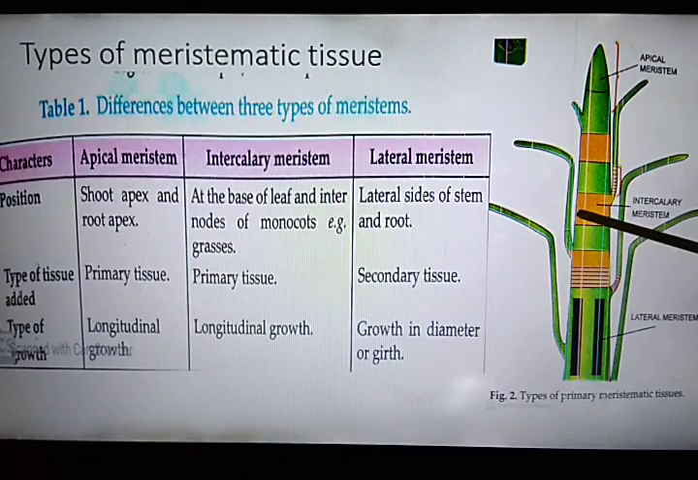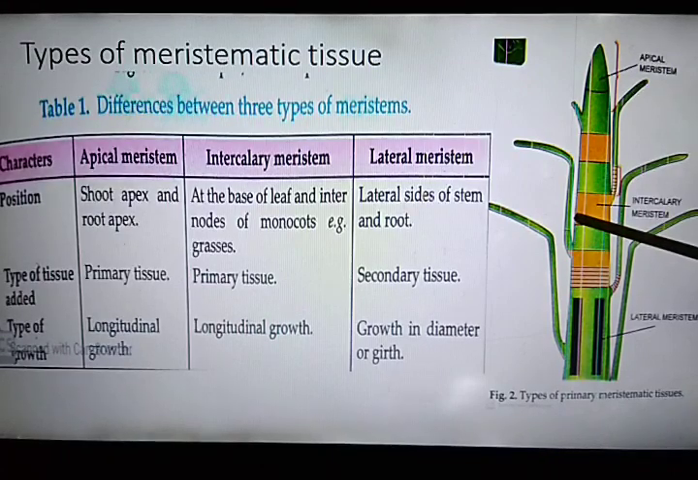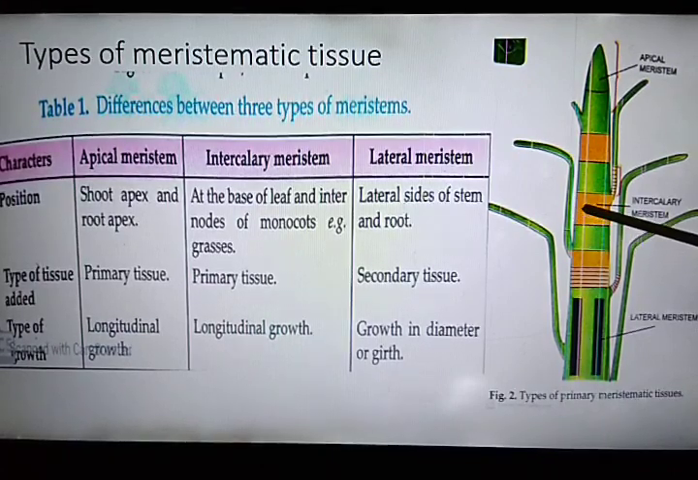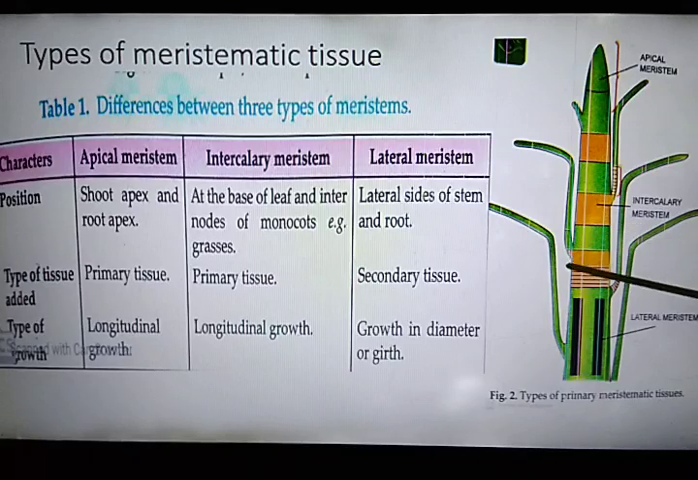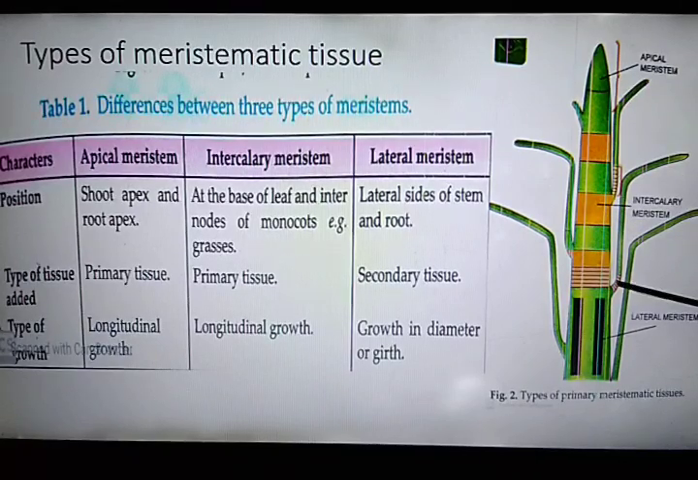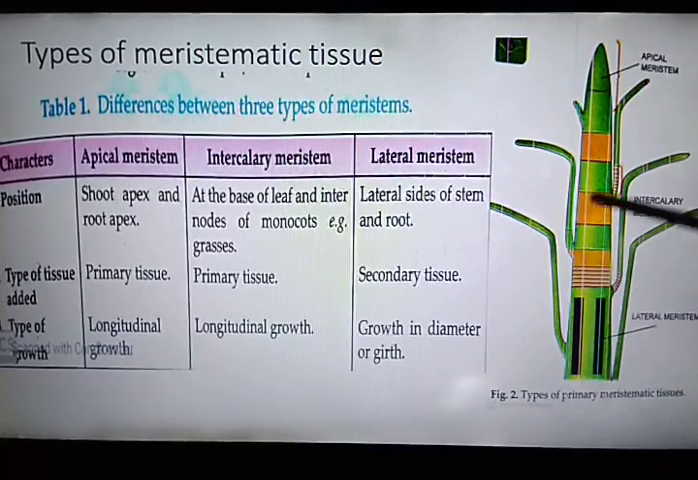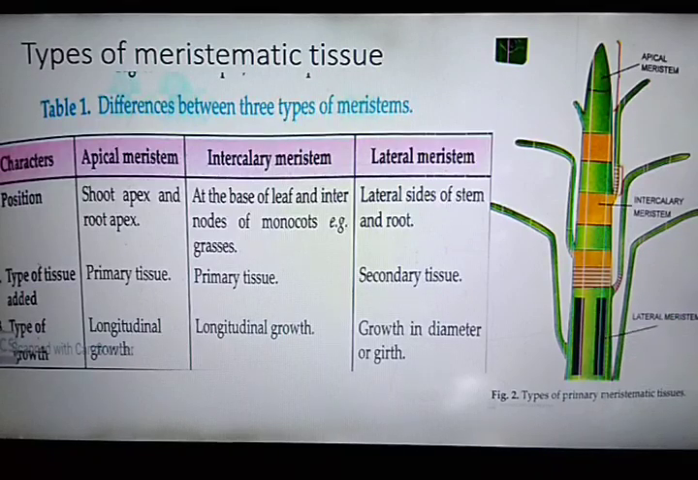So you can say that it causes elongation of the plant, or it increases the height of the plant, and it is also responsible for primary growth of the plant, or longitudinal growth of the plant.